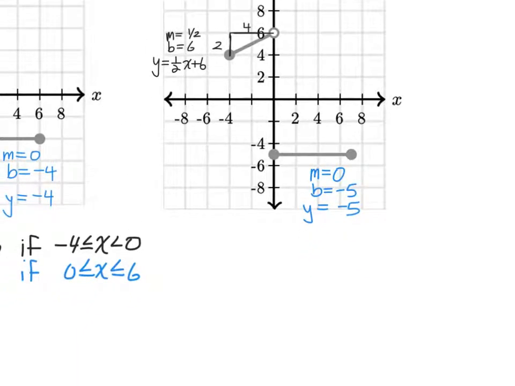All right, so I'm going to write my piecewise function, f of x equals, we have the 1/2 x plus 6 if, where does it start, where does it stop in terms of x only?